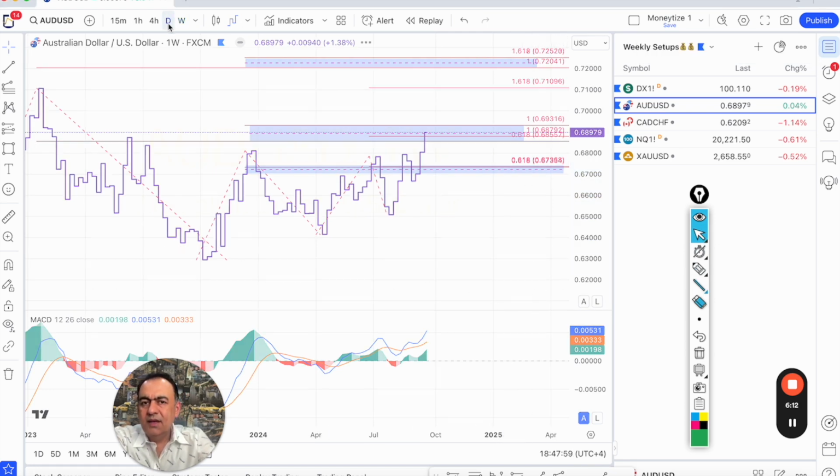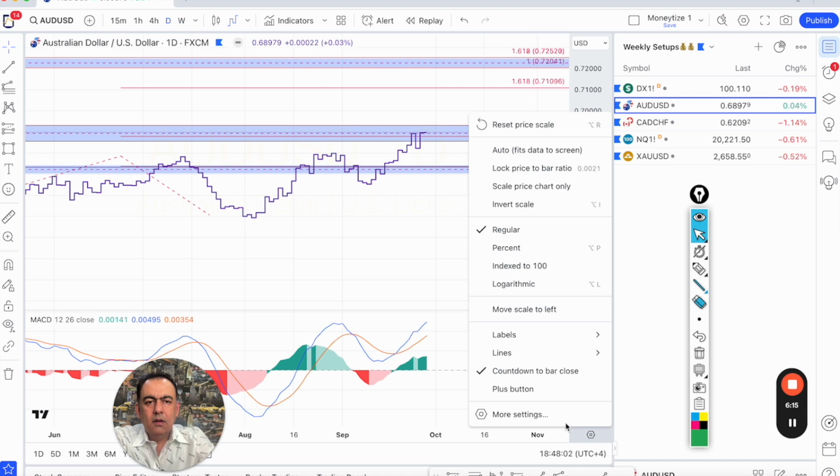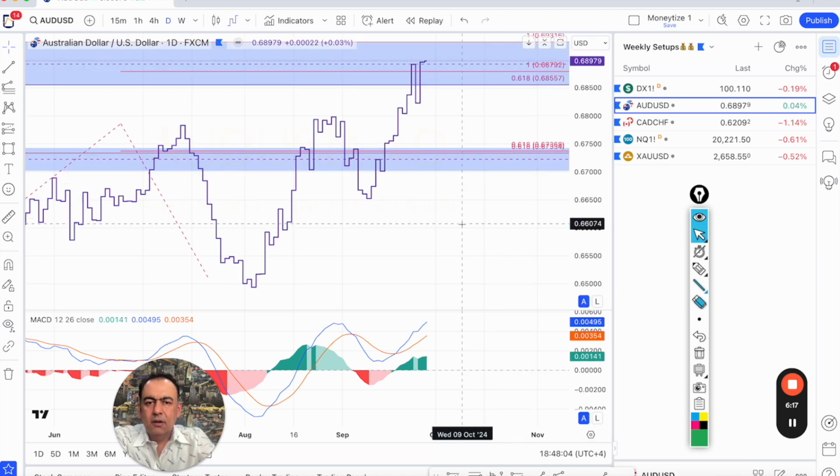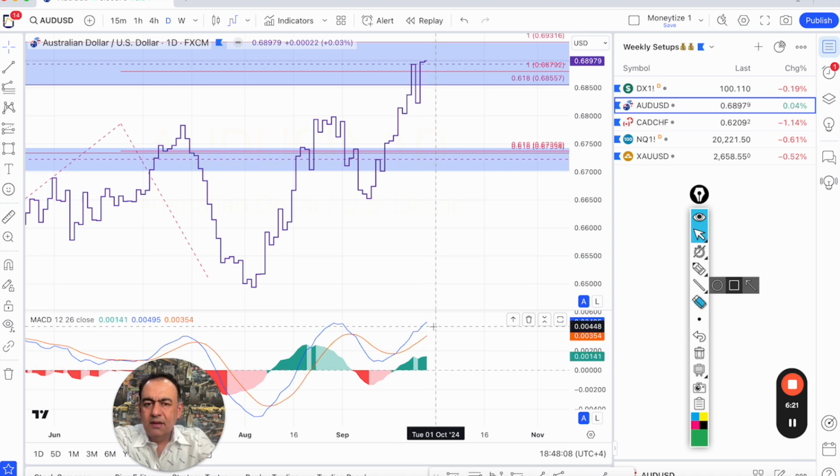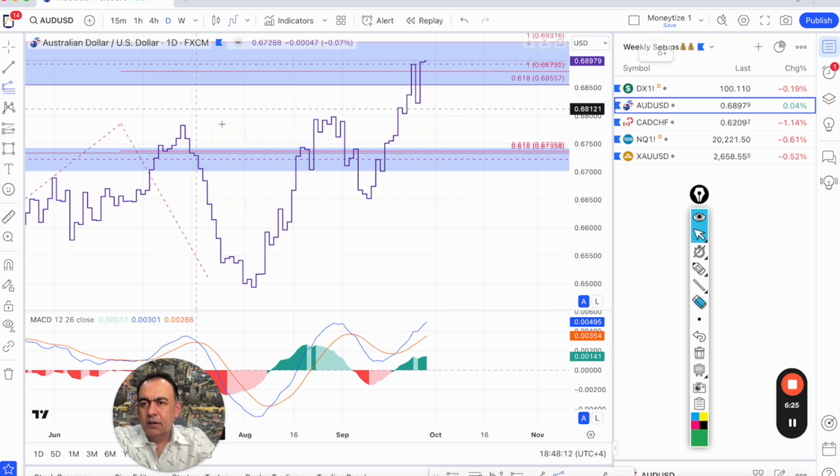Now I'm moving to daily, and on the daily chart, no signs against. MACD histogram clearly rising. MACD lines are also rising. In fact, I have a new higher low pattern, where I'll be applying the next fib extension.